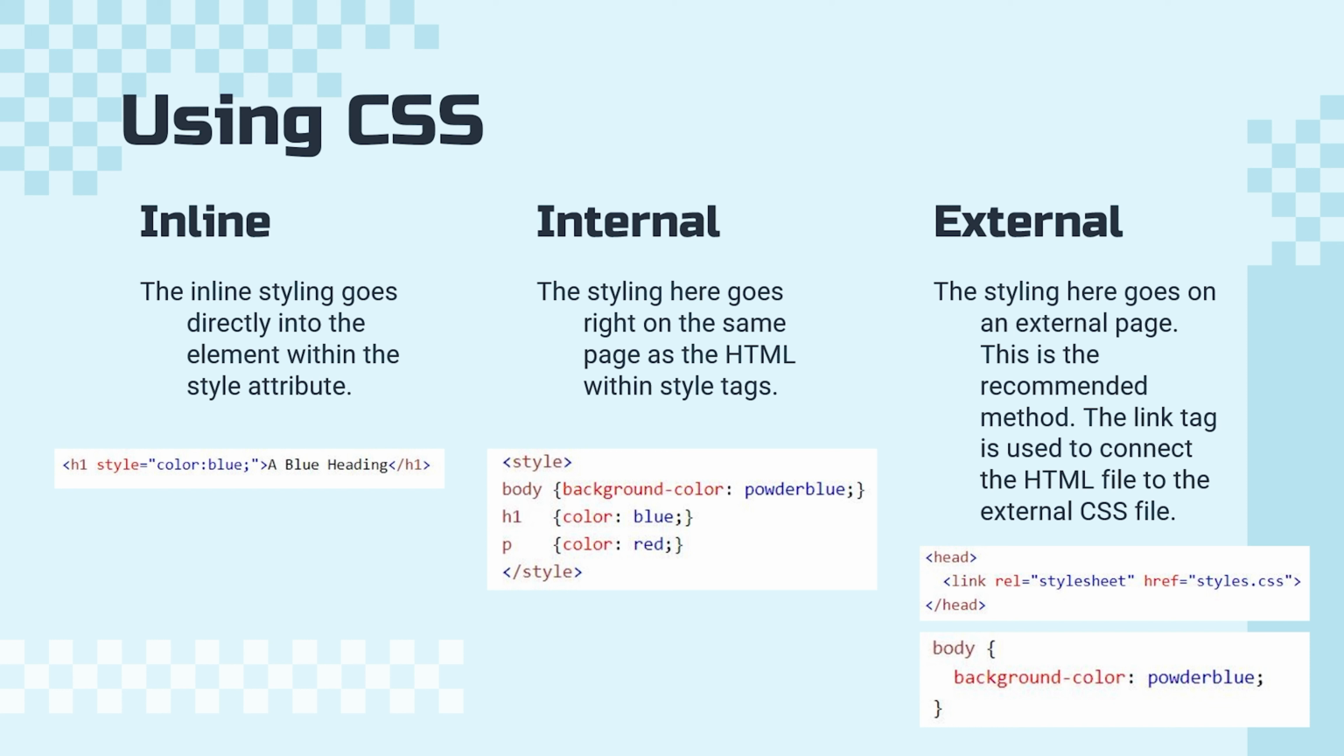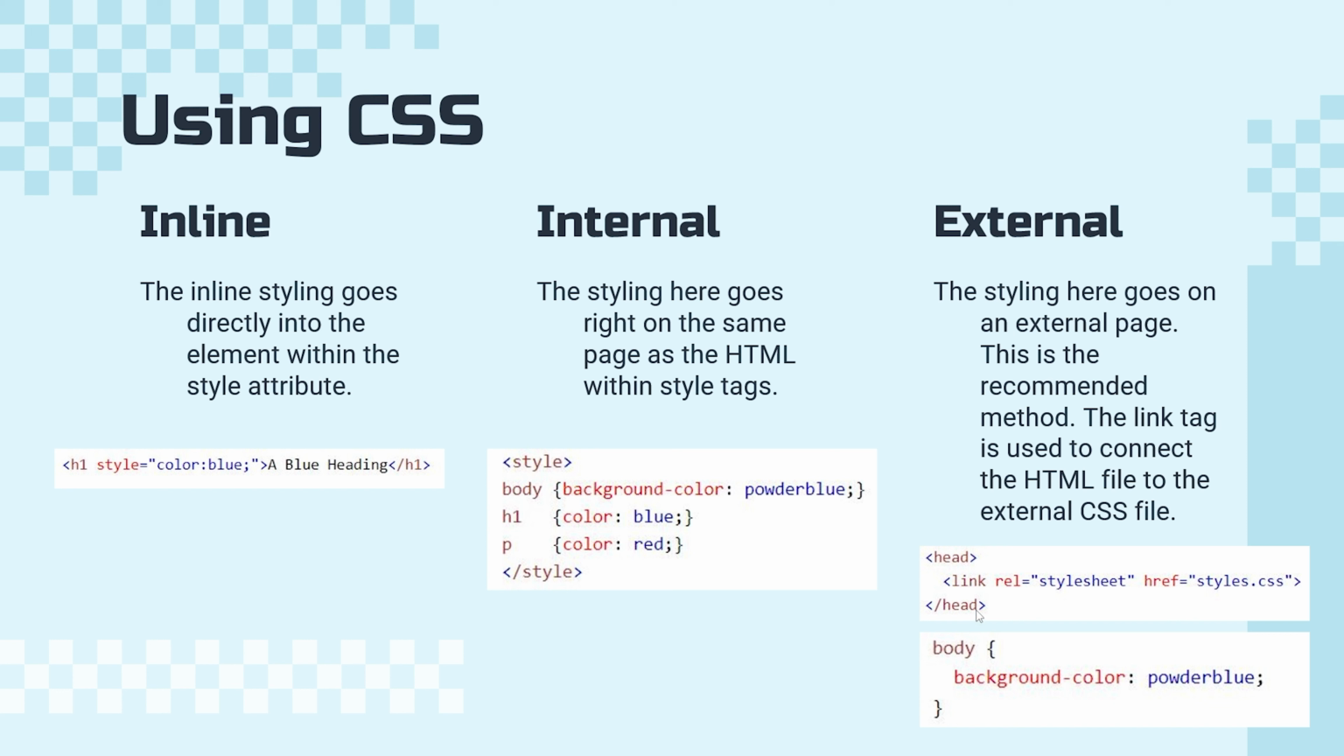The last method on here is the external styling. This external styling goes onto an external style sheet, which is linked to the HTML file. Now, this is recommended because it makes your code clean, and it prevents your code from being clumsy as it separates the HTML and the CSS. Right here, we have an example of how this works.